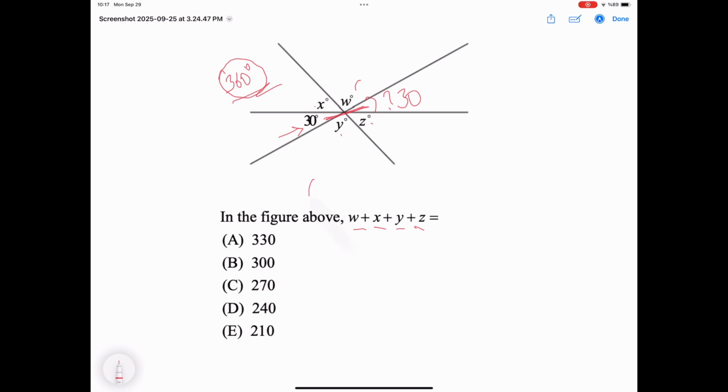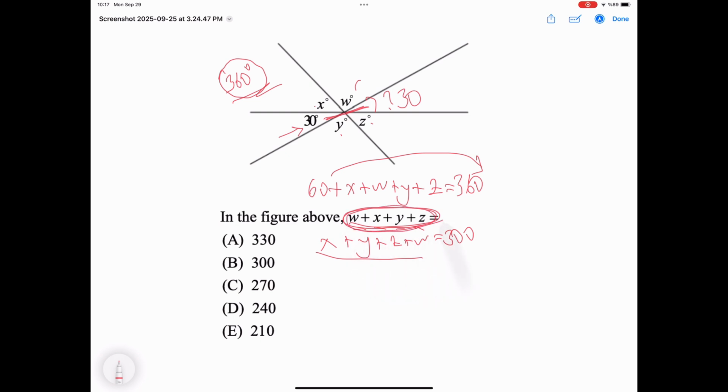So 30 plus 30 is 60, plus x, w, y, and z. So this should be 360. Then we know that if we move this to the other side of the equation, x, y, z, w is 300. And this is the same as this question, w, x, y, z. So the answer is 300. This was an easy question.